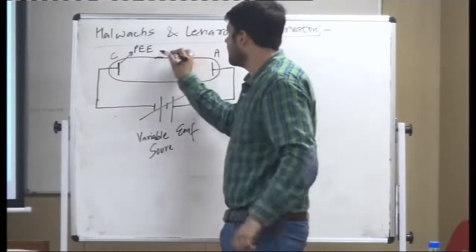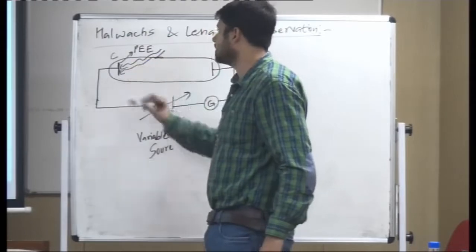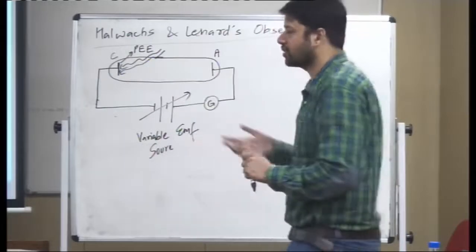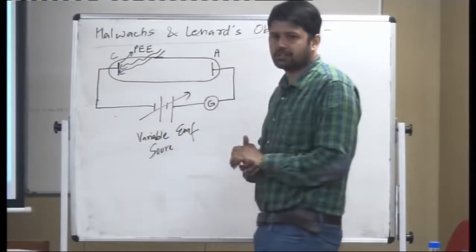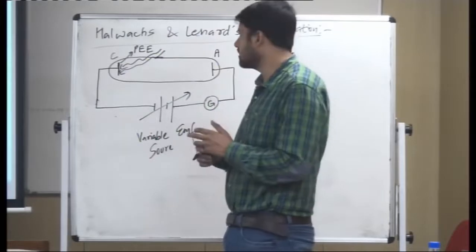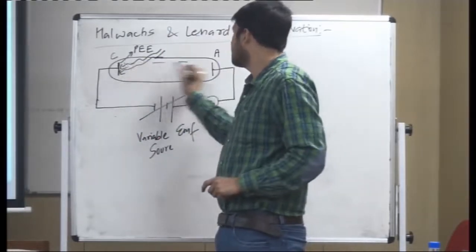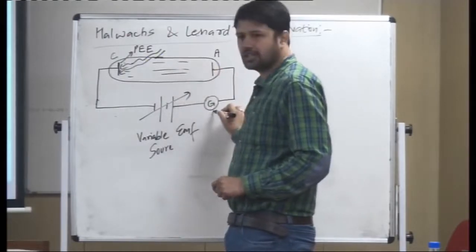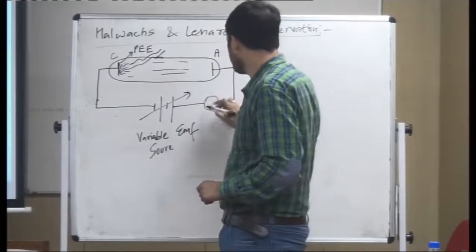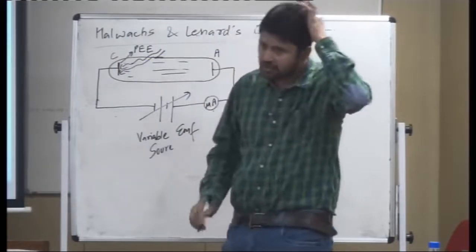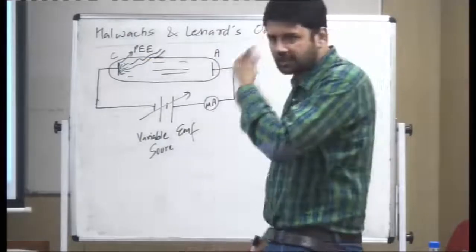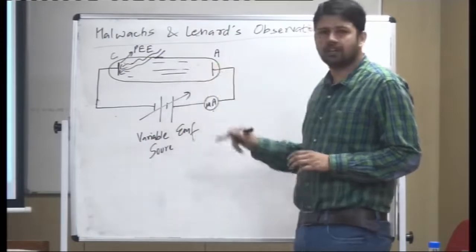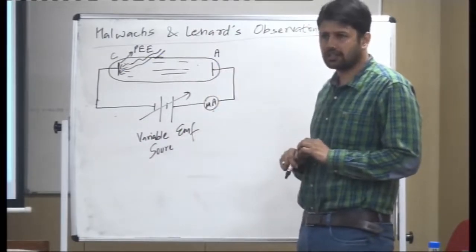That when light of a certain wavelength, below a certain wavelength or above a certain frequency, is incident on the metal, electrons are ejected. So you observe some current. Let's call it a microammeter. It is highly sensitive, because the current would be in microamperes. So electrons are ejected and there is some current in the circuit.